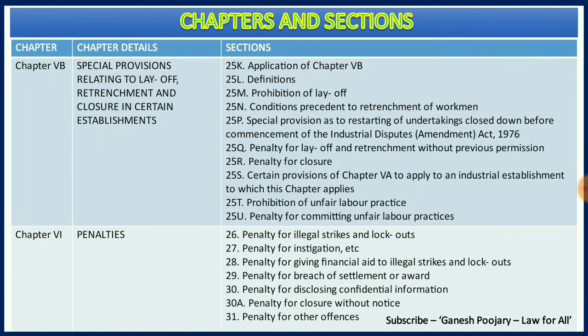Then comes chapter 5B, which is on special provisions relating to layoff, retrenchment and closure in certain establishments. Here also there are 10 amendment sections starting from 25K to 25U. Now it starts from application of chapter 5B, definitions, prohibition of layoff, conditions precedent to retrenchment of workmen, special provision as to restarting of undertaking closed down before commencement of the Industrial Dispute Amendment Act 1976, penalty for layoff and retrenchment without previous permission, then penalty for closure.